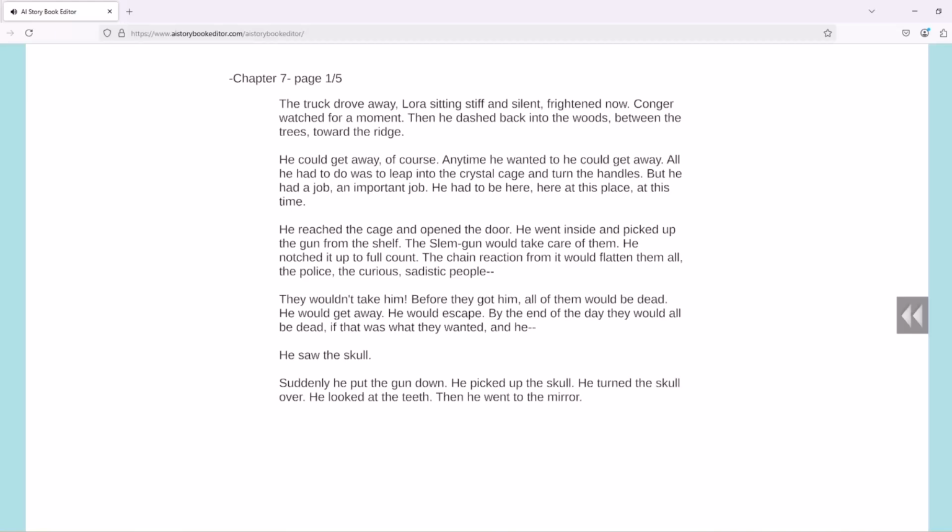Then he went to the mirror. He held the skull up, looking in the mirror. He pressed the skull against his cheek, beside his own face. The grinning skull leered back at him, beside his skull, against his living flesh. He bared his teeth, and he knew. It was his own skull that he held. He was the one who would die.